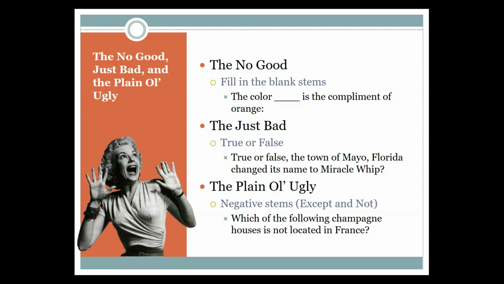Finally, the plain old ugly are negative stems. So those are items that are written using except or not. So all of the following are true except, or which of the following is not. So the example given here, which of the following champagne houses is not located in France? I'm sure the answer would be Corbel or something like that.